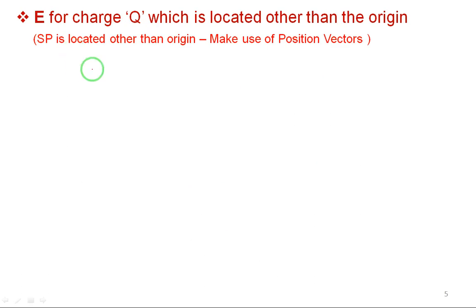Okay, next we'll see the same thing, electric field intensity due to point charge. We will change our analysis. See here. So the electric field intensity E for charge Q, which is located other than the origin. In the previous two cases, in the rectangular system and spherical coordinate system, we have placed the source point at the origin. But next here, we will shift the source point other than the origin, right?